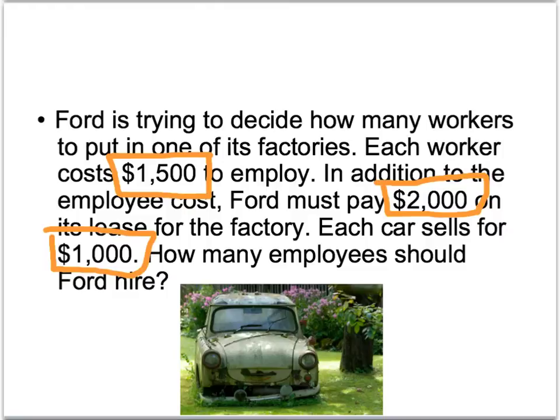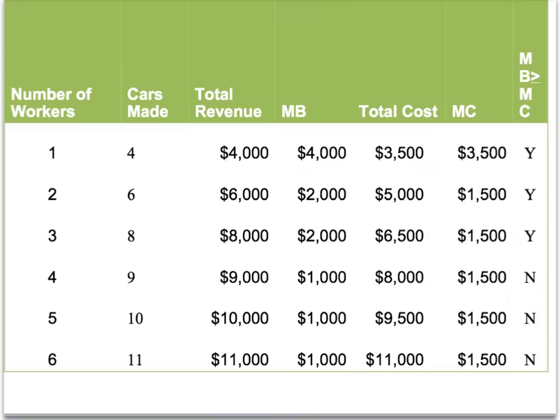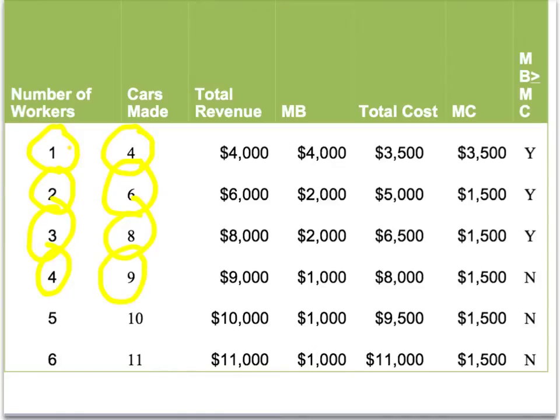On the next page, I'm going to give you a chart that will show each employee and how many extra cars each employee adds to the assembly line, essentially. So here's a table, basically what we would call a marginal cost table. And here are the number of workers. When you add one guy, he makes 4 cars on his own. You add the second guy, and the 2 guys together produce 6 cars. The 3 guys produce 8 cars. 4 guys produce 9 cars. 5 guys produce 10, and 6, 11.